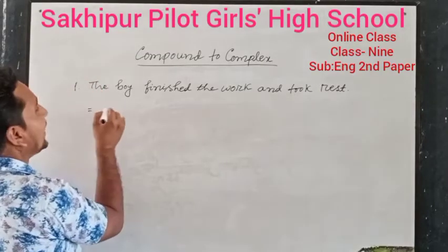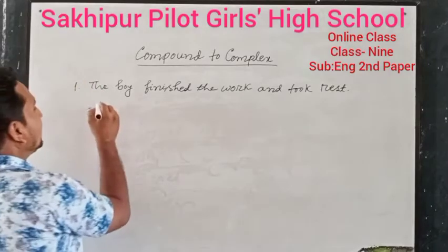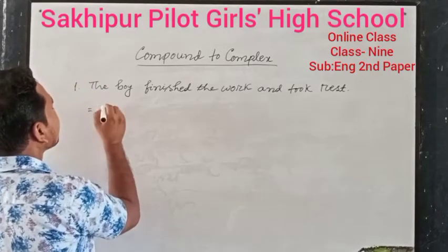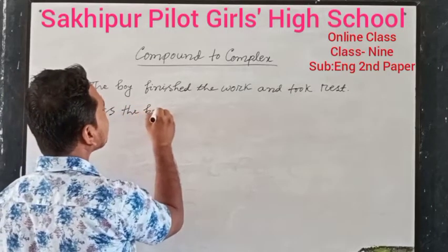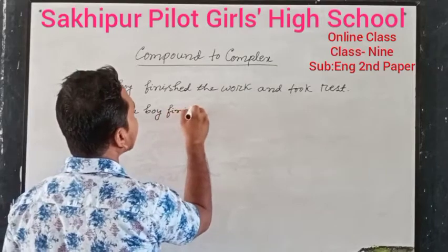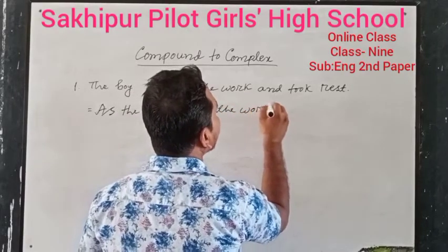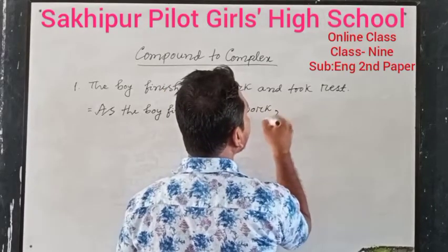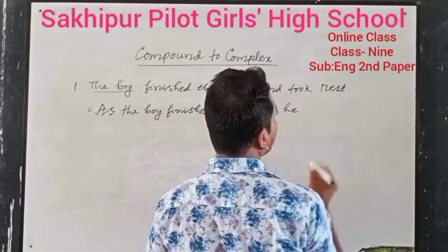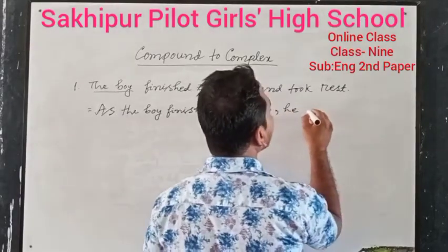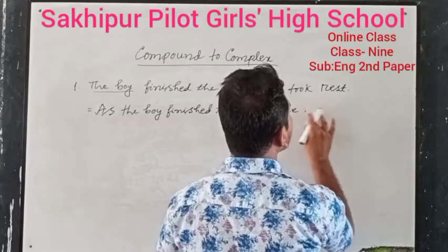Though here is only one subject, it indicates a reason, so we write "as". Then you have to write the first clause, the boy finished the work. It's a very easy rule. Then you have to write a comma instead of "and", then use the pronoun of the subject, he. After that you write the rest of the sentence, that means what comes after "and": he took rest.